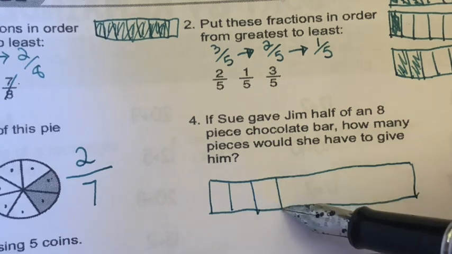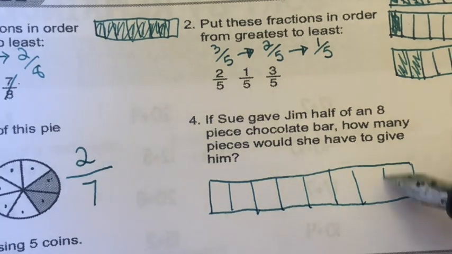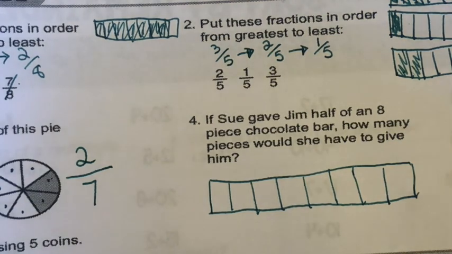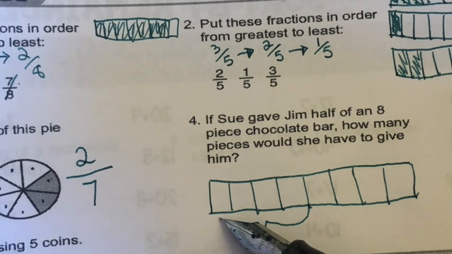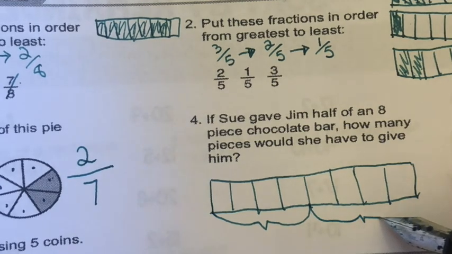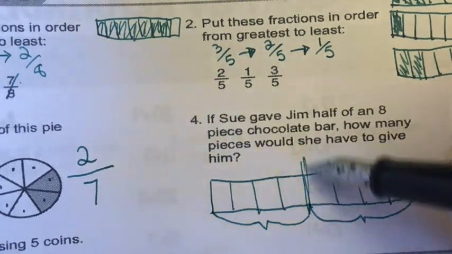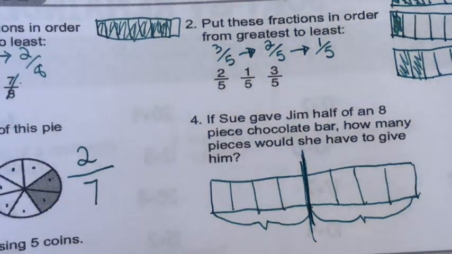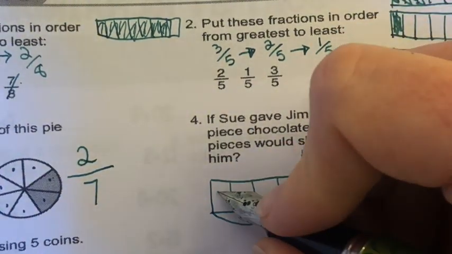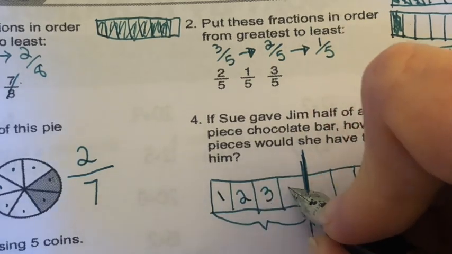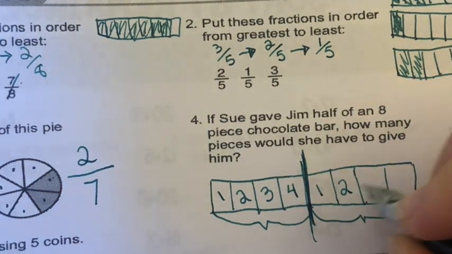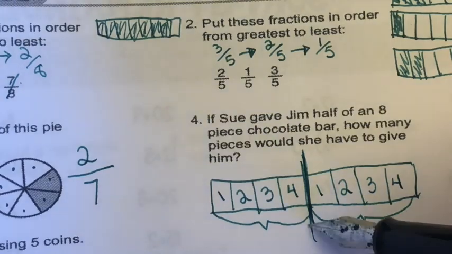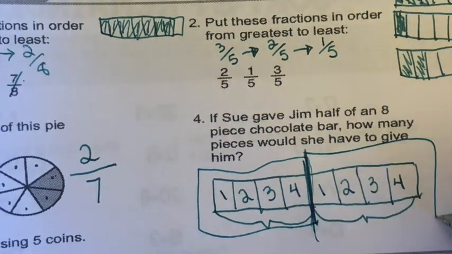1, 2, 3, 4, 5, 6, 7 lines gives me 8 pieces. So let's pretend all those pieces are the same size. Half is breaking it into 2 equal parts, so each one of them is going to get the same amount. There's 8 pieces in the chocolate bar. If I broke it in half, I would break it right here. How many is Sue going to give Jim? 1, 2, 3, 4 pieces. And then Sue will have 1, 2, 3, 4 pieces left. So she's going to have to give him 4 pieces.